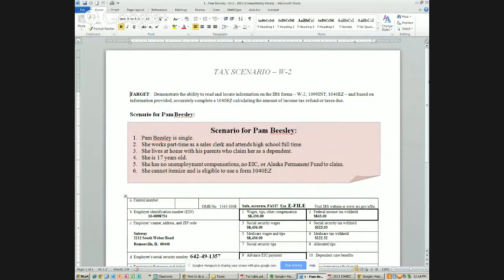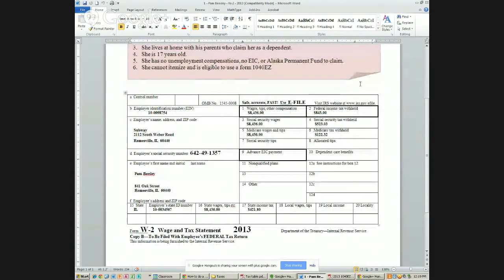She works part-time as a sales clerk and attends high school. Most of you guys work part-time. If you work full-time, you still might be able to do this as well. Alright, she lives at home with her parents, who claim her as a dependent. Same as you guys. You guys will all be claimed as a dependent, most likely by your parents. She's 17 years old. Most of you guys, 15, 16, 17, 18 years old. She has no unemployment compensation, no EIC, no Alaskan permanent fund to claim, and she cannot itemize and is eligible to use the 1040EZ. So, this is what she gets from her job before January 31st.